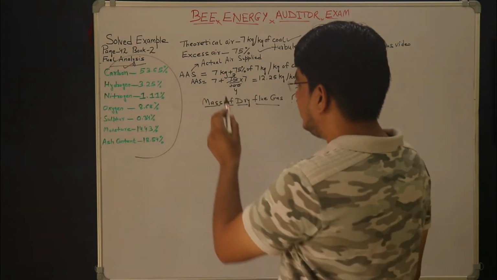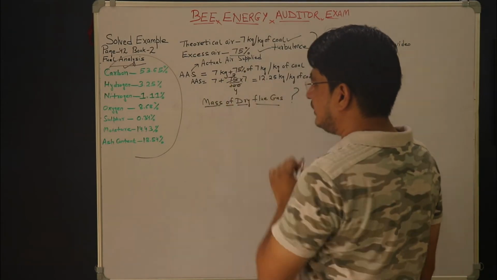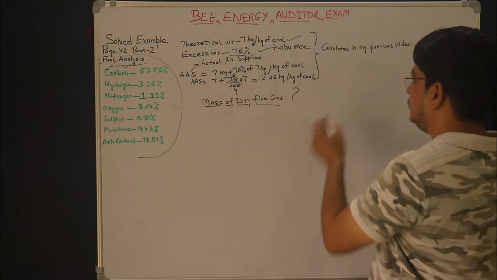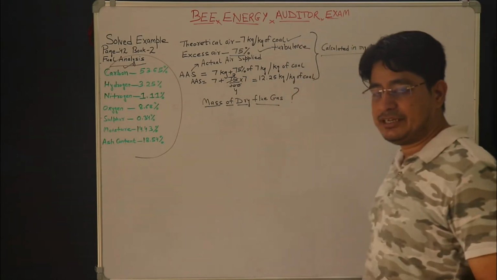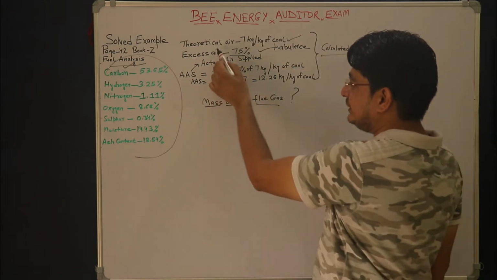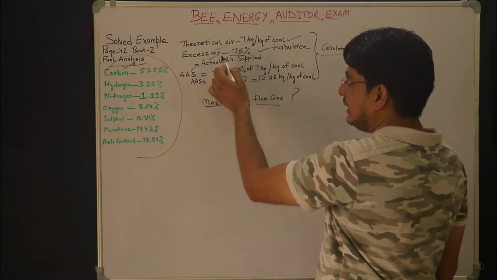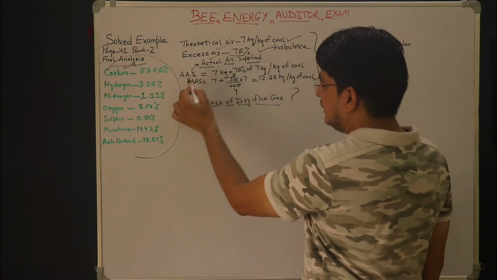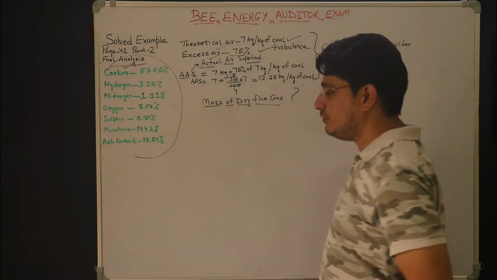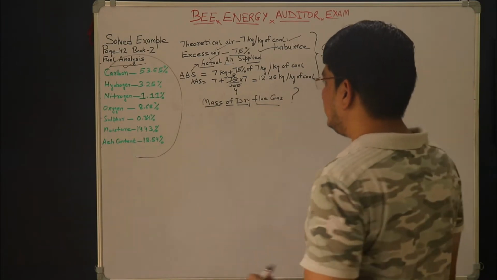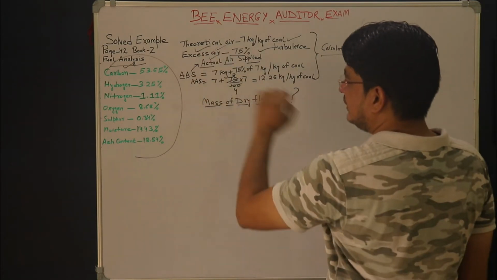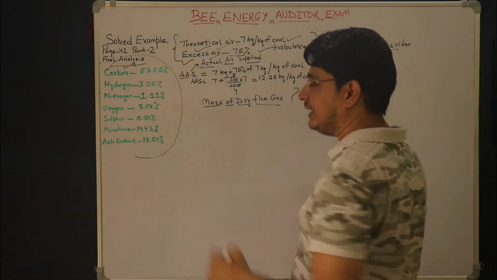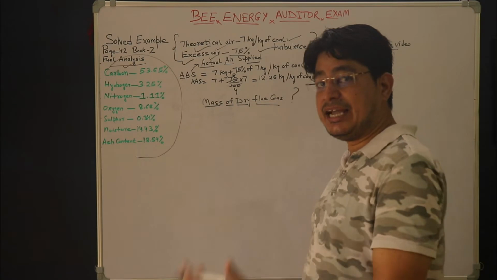Accordingly, excess air I have also calculated to be 75%. You can see my previous video if you wish, as I have already calculated in that video how we can calculate theoretical air and how we can calculate excess air, and thereby we have calculated actual air supplied, that is AAS. And what is actual air supplied? The actual air supplied is the theoretical air supplied plus the excess air supplied. So this is the total air which is supplied in actual.